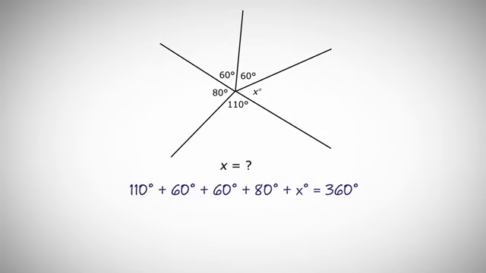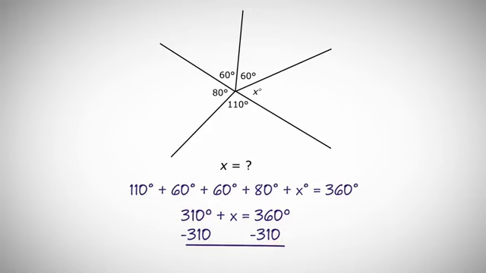110 plus 60 plus 60 plus 80 plus x must equal 360 degrees. Now let's combine the terms on the left-hand side of the equation. 310 plus x is equal to 360. To solve for x, we subtract 310 from both sides, ending up with x is equal to 50.